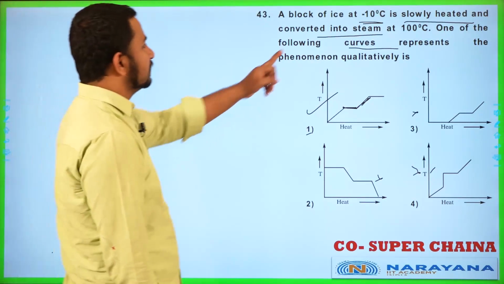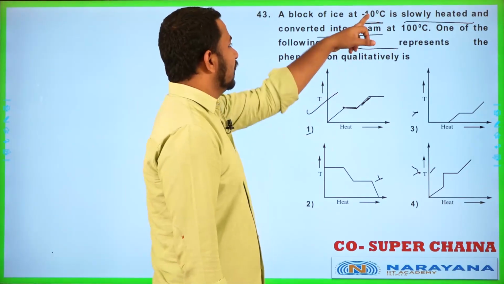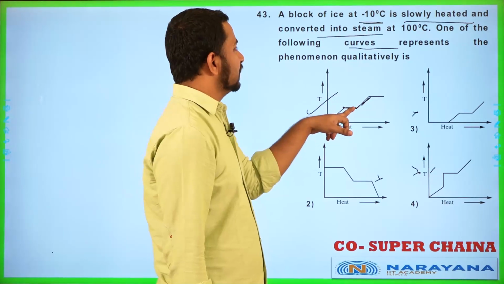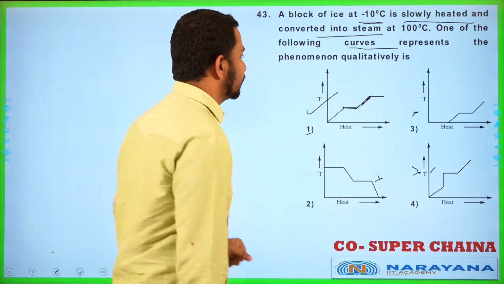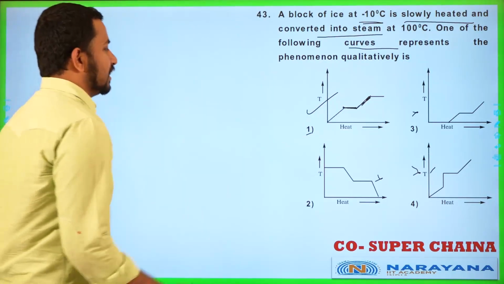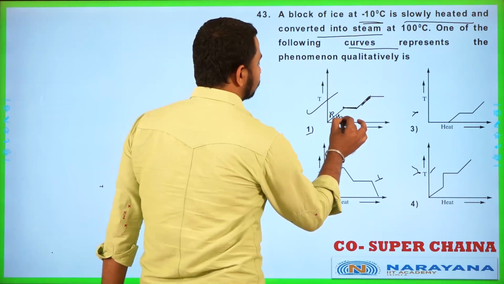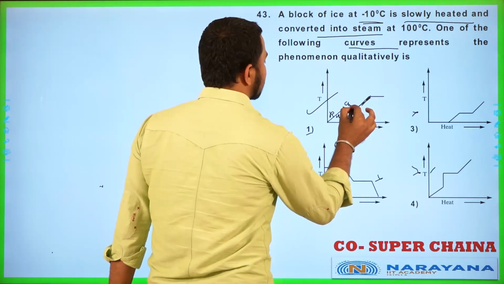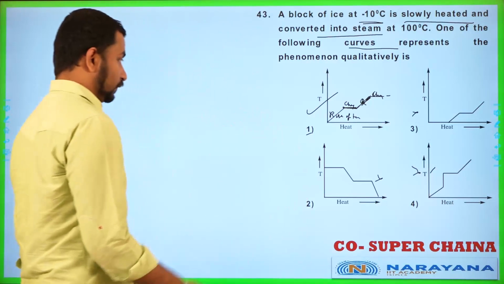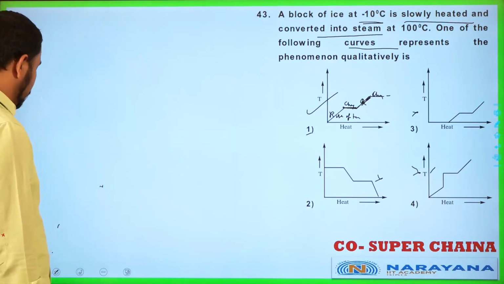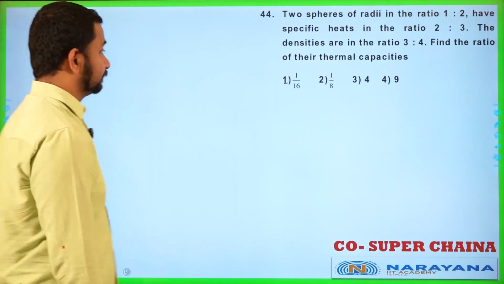So ice first goes from minus 10 to 0 degrees Celsius, then there is a change of state, then again a rise in temperature, and then a change of state. So this is what is happening: rise of temperature, change of state, rise of temperature, change of state. This is how we have to proceed. Let's move to the next question.